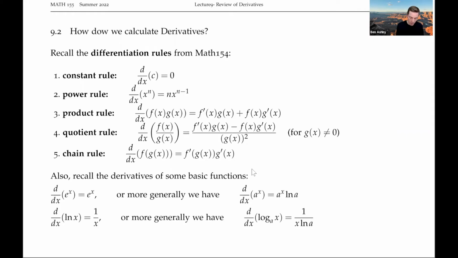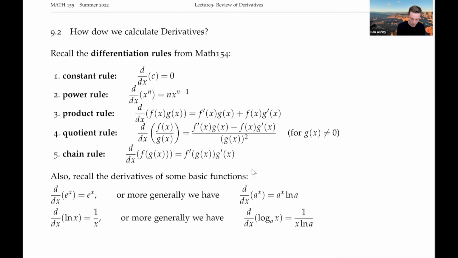The product rule: if we've got two functions, f of x and g of x, we multiply them together and we want to take the derivative of that. Well, we take the sum of the first function, f of x, take the derivative of that, so we have f prime of x times g of x, and add that to the other way around. So then we have f of x times g prime of x.